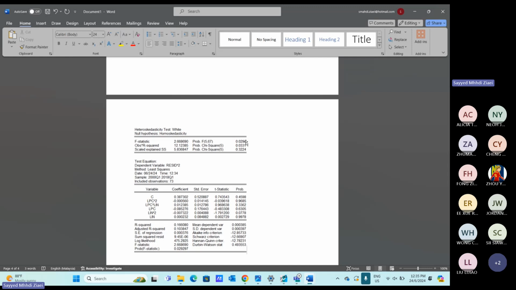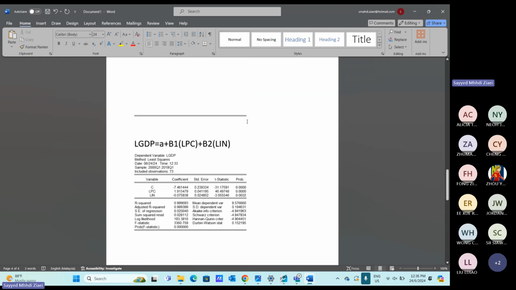If I consider 10%, it means we cannot reject the null hypothesis. It means error variance is homoscedastic. It means we resolve the problem. But if you check 5%, again, we have the problem of heteroscedasticity. However, if we compare the first table and second table result, we will figure out that to some extent we succeeded to reduce the impact of the heteroscedasticity.